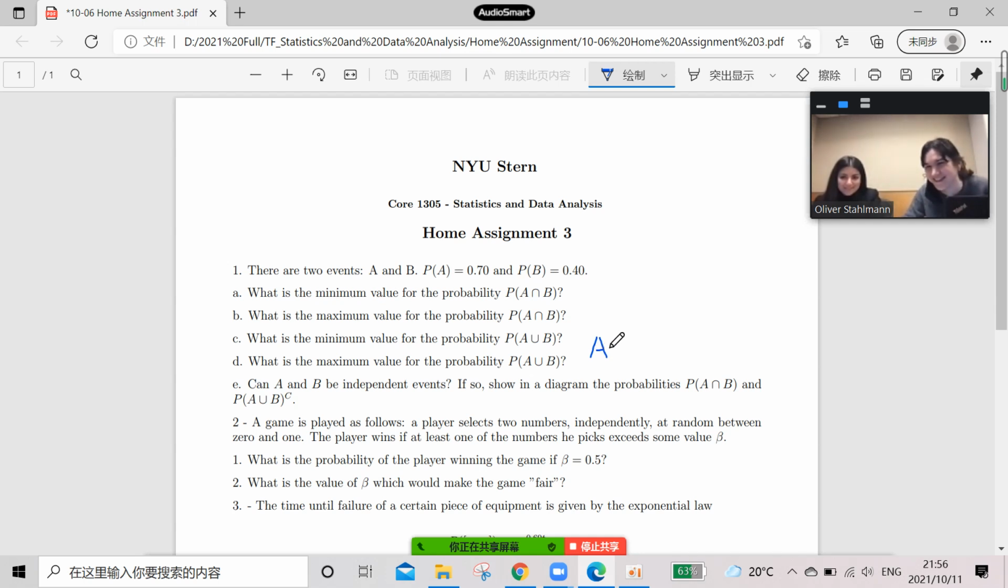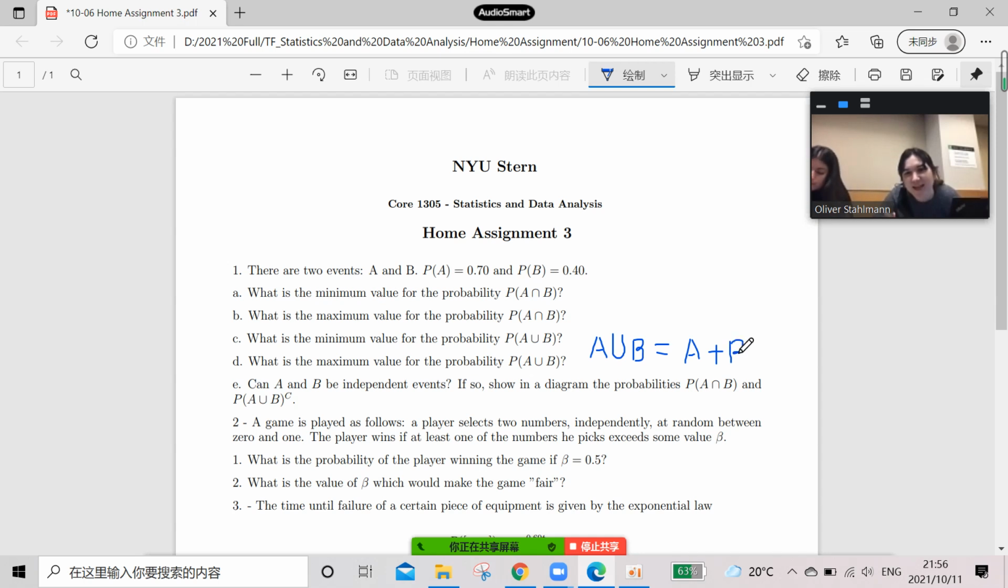I'll just write this. It's a generic formula. The probability of A union B, it's pretty ugly handwriting. I don't have a mouse. So it always equals the probability of A plus the probability of B.